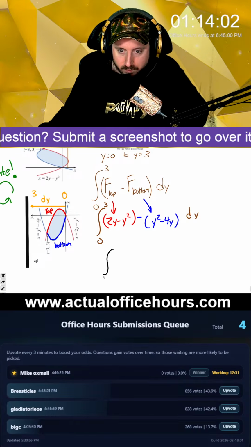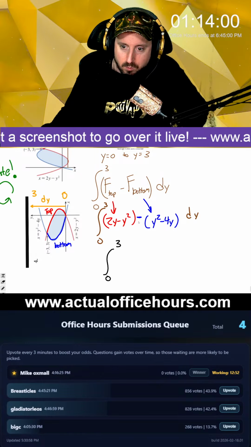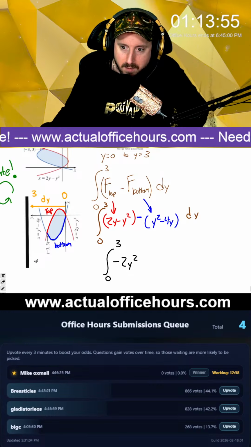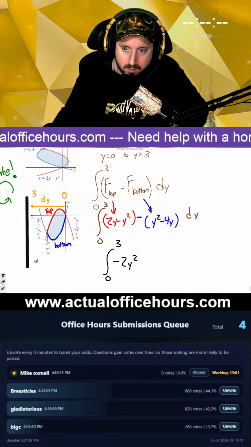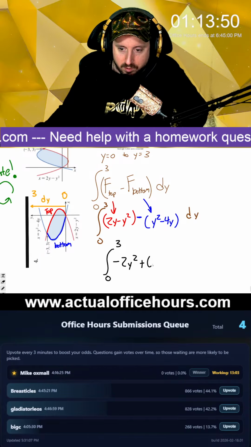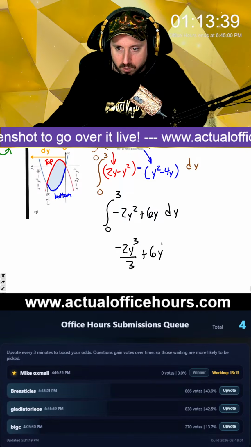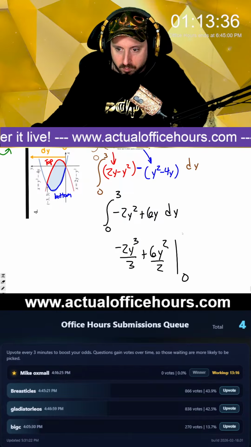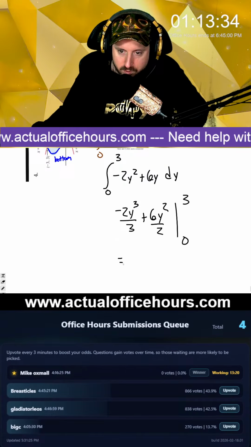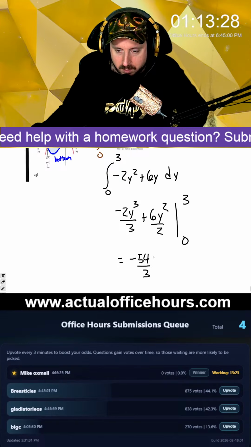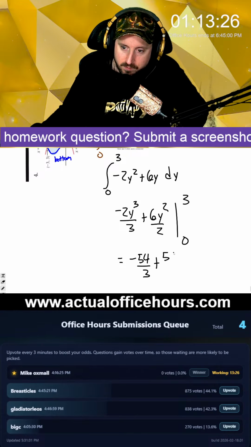Okay, so then we can just write this out. 0 to 3, minus y squared, so that's negative 2y squared. And then minus is plus 4y. Plus 2y is plus 6y. And dy. So then integrate. That's negative 2y to the third over 3, plus 6y squared over 2 from 0 to 3, which is going to be equal to negative 54 over 3 plus 54 over 2.